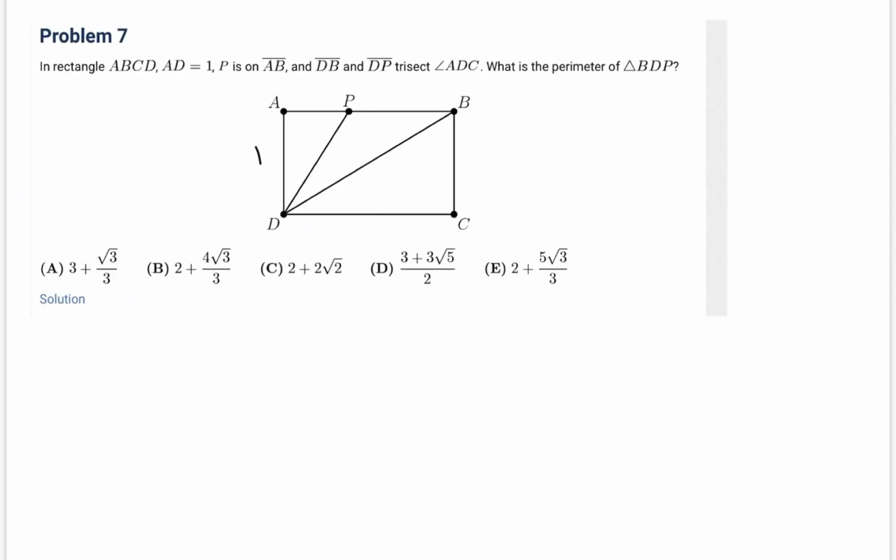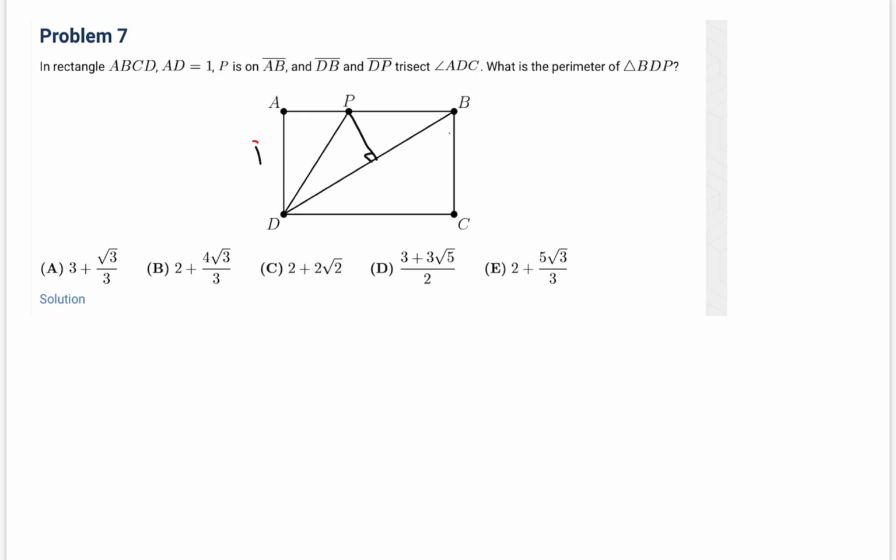Problem number 7. AD is 1, and they trisect angle ADC, so it's 30, 30, 30, and this is 90, so this must be 60, which means that this must also be 30. And if you put a line down here, and then this is not 90 degrees, then you can see that this triangle ADP, and then this triangle and this triangle must all be congruent.